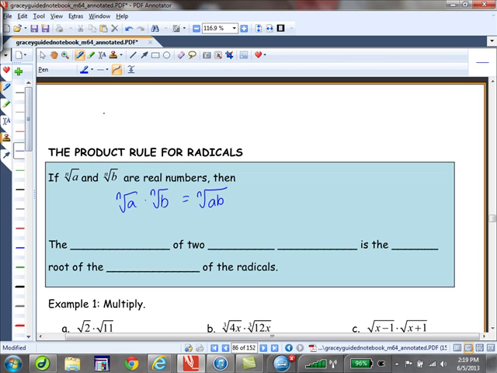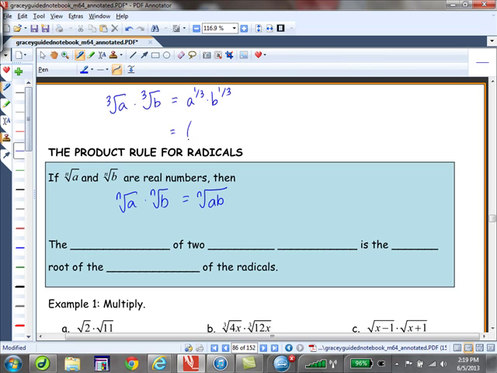let's look at n equal to 3. All right, so let's just suppose that you had the cube root of a times the cube root of b. I'm just showing you why this rule works. So here, if you rewrote these in rational exponents, you would have a to the 1/3 times b to the 1/3.